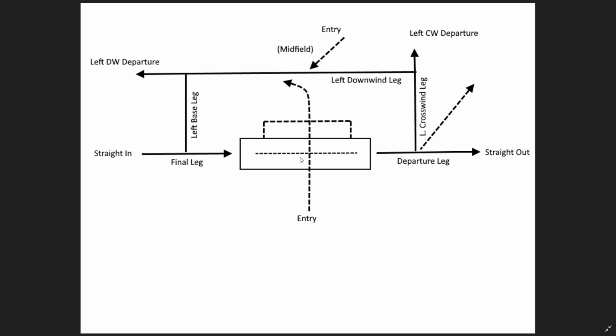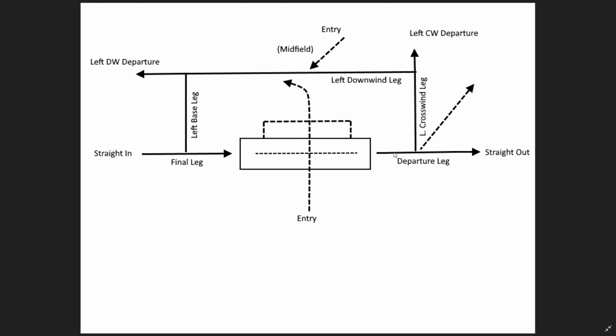Now let's look at the traffic pattern in detail. The first leg of the pattern is called the departure leg and would have us fly a runway heading climbing out of the airport. Leaving the traffic pattern via the departure leg is called a straight-out departure. You can also depart making a 45-degree turn to either side. Always make sure though that you read up on the information for the aerodrome, about noise abatement procedures, minimum altitudes, and areas that you should avoid.